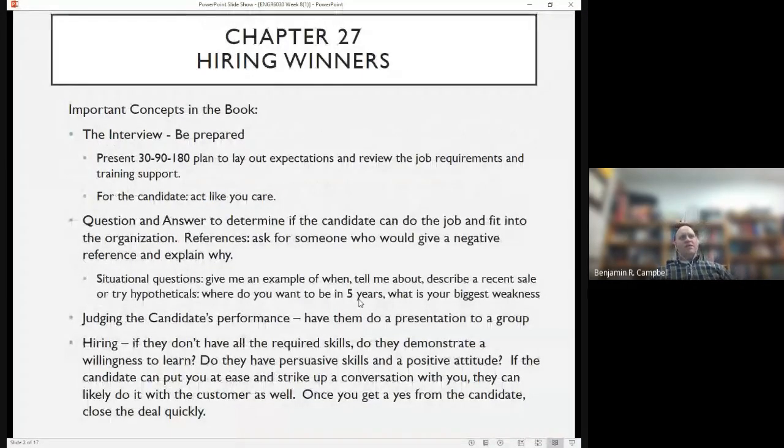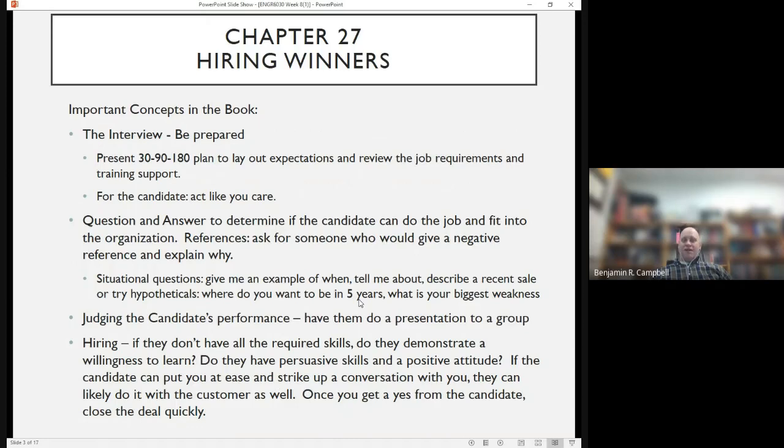So in the interview itself, best practices for both the interviewer and the interviewee is to be prepared. Come into it fully prepared for what you need to do and what you hope to accomplish.